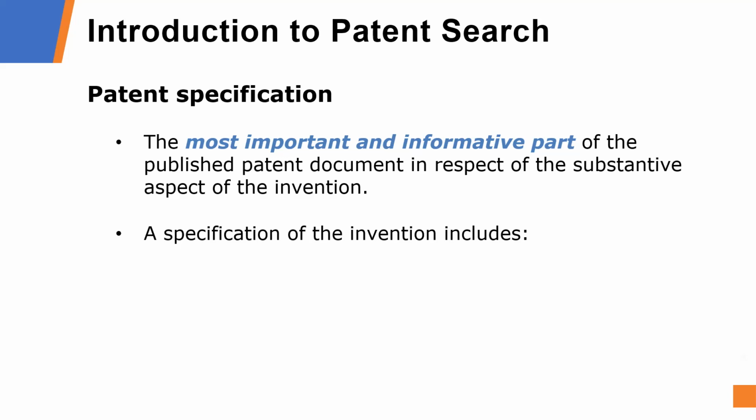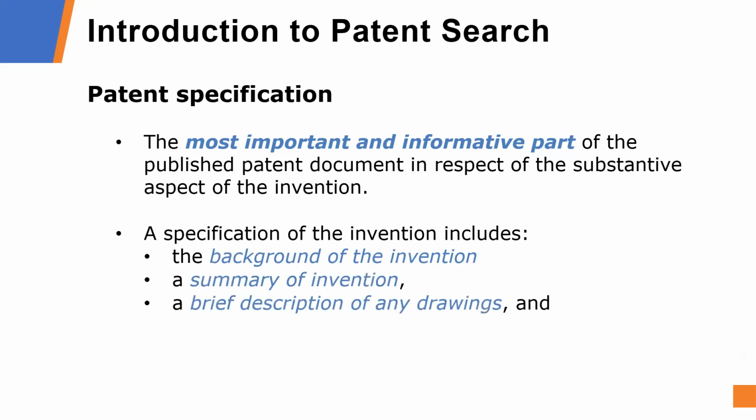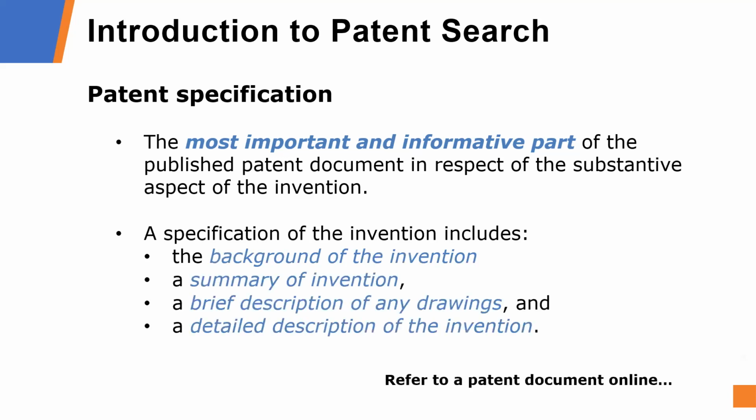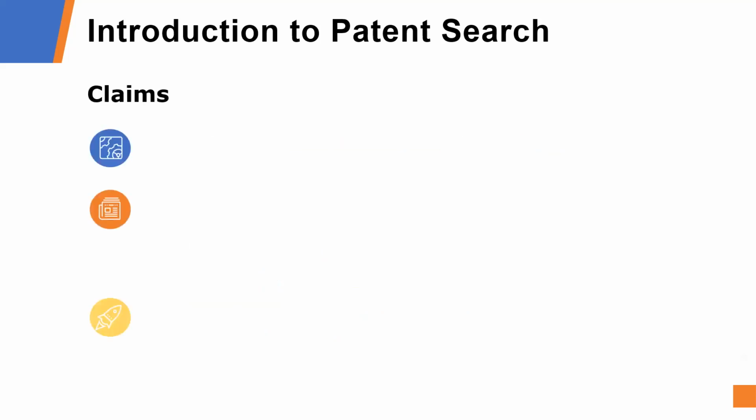All right. So a specification of the invention includes the background of the invention. You can see this in the patent document. So summary, brief description. Basically, if you read the document, you will be able to comprehend the invention. What is the invention all about?